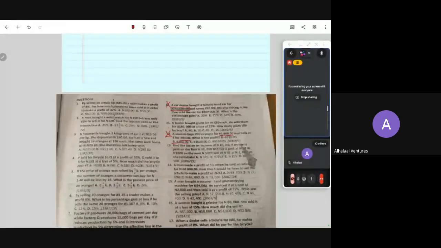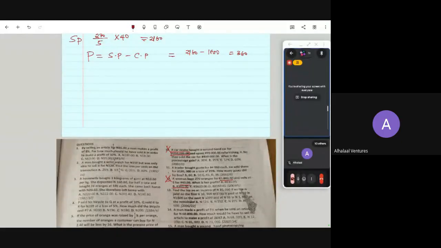Let's do question 13 as well. Find the tax on an income of 20,000. If no tax is paid on the first 10,000, and tax is paid at 50 naira per 1,000 on the next 5,000, and at 55 naira per 1,000 on the rest. You can't see that question clearly. Let's hold this one.